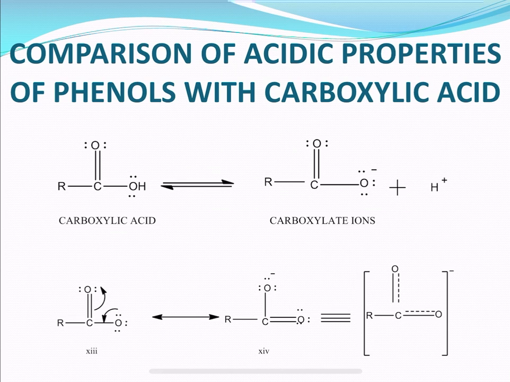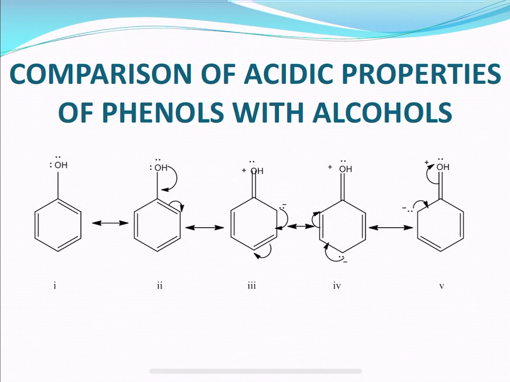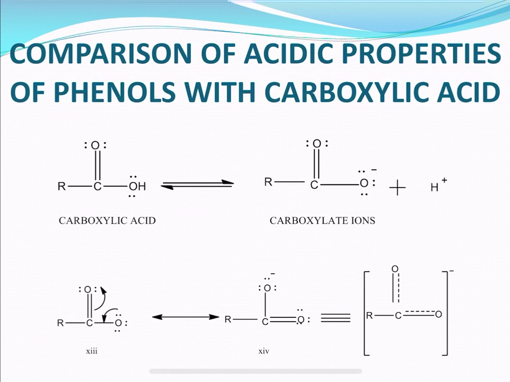And unlike the carboxylate ions, structures 13 and 14, the phenoxide ion resonance structures, that is 6 to 10, are not equivalent. It is difficult for me to show in the slides because you may get confused. So, I request and suggest you to keep the textbook in front of you while listening to this explanation and observe the structures as I say structure 6 to 10. Structures 6 to 10 are the resonance hybrids of phenoxide ions, and they are not equivalent.